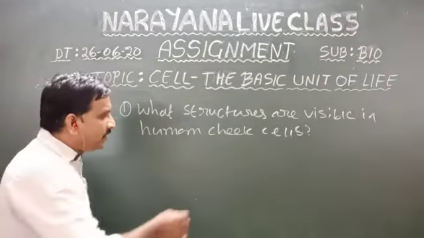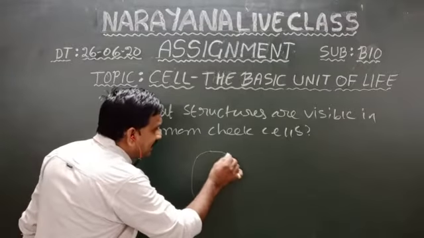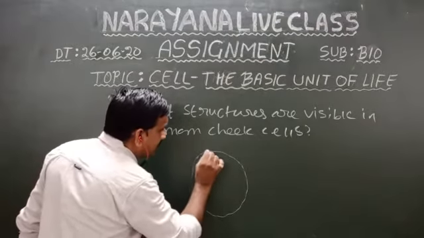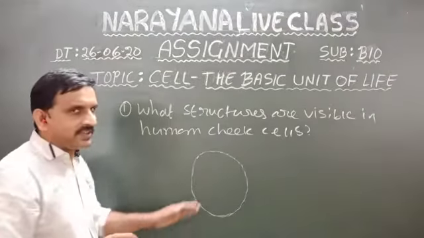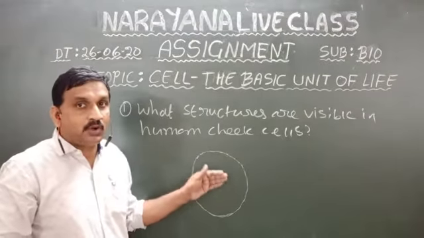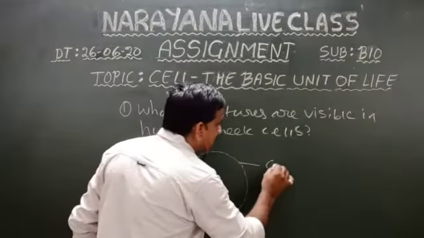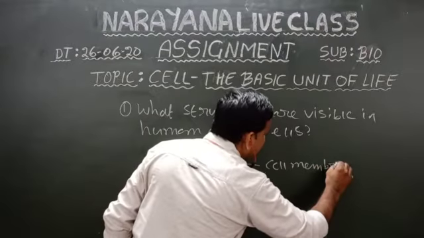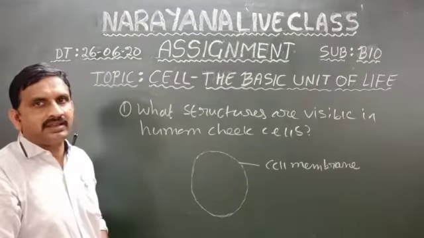First of all, we observe a thin filamentous layer. It is the outermost layer, very thin and filamentous-like. This thin filamentous-like structure, the outermost layer in the cheek cell, is called the cell membrane, or plasma membrane.